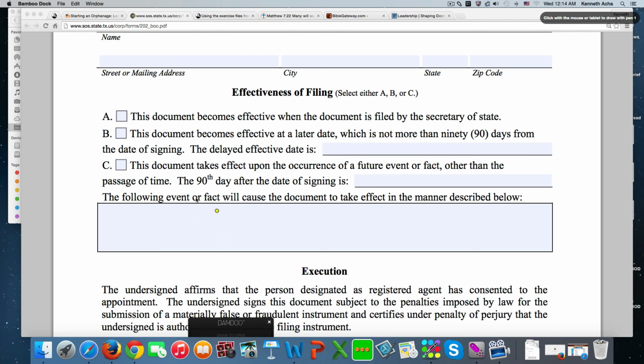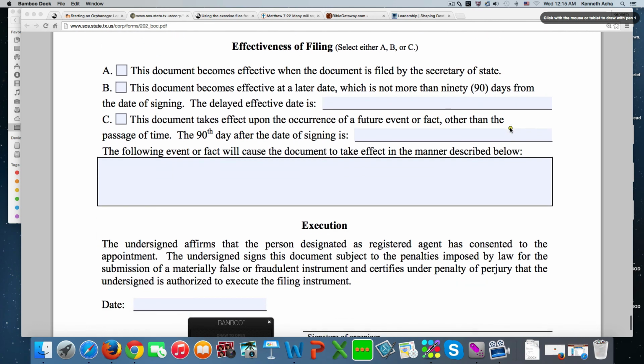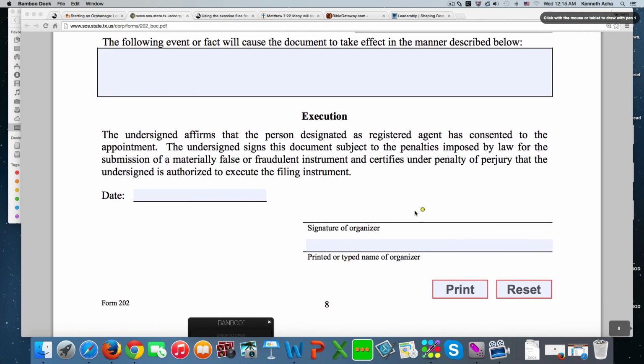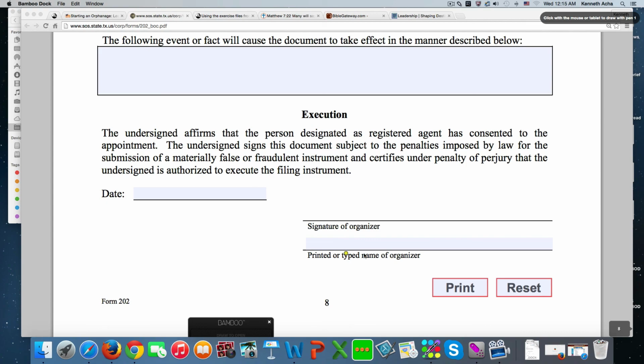And then let's say this document becomes effective at a later date. See, they say it can't be more than 90 days. So you can't say 5 months. You can say 3 months though. They can delay the effective date for up to 90 days before they file it. And then you sign, you basically have to put the date here, signature, you sign here, print your name here.